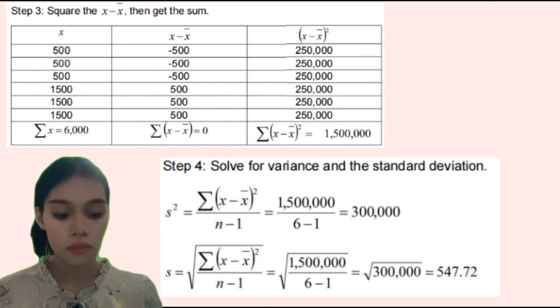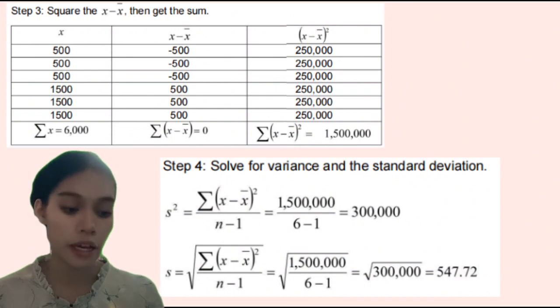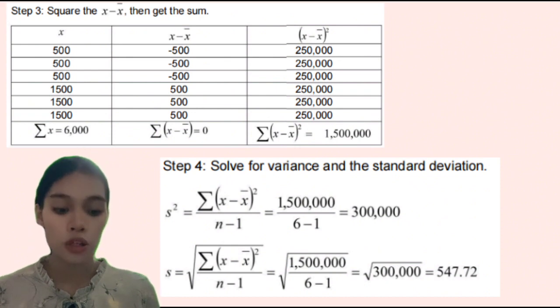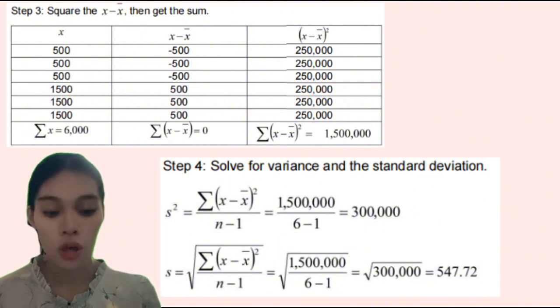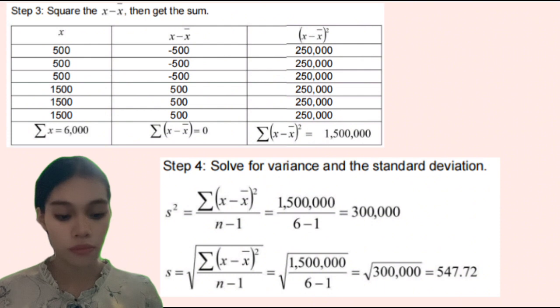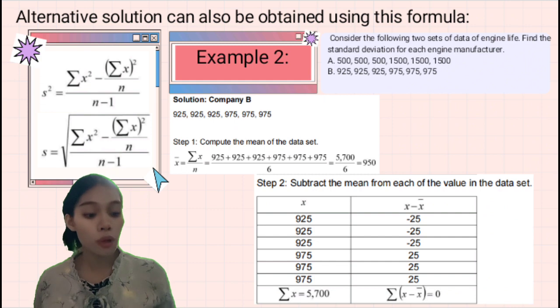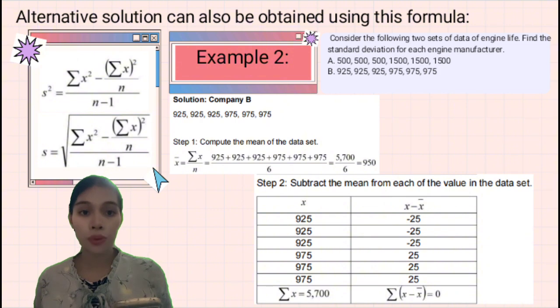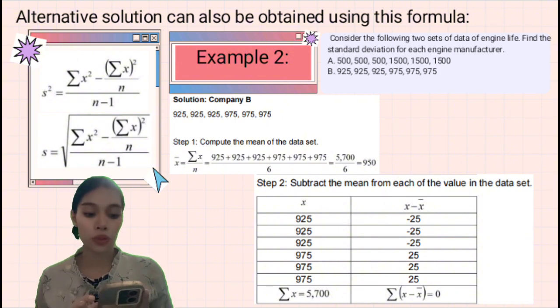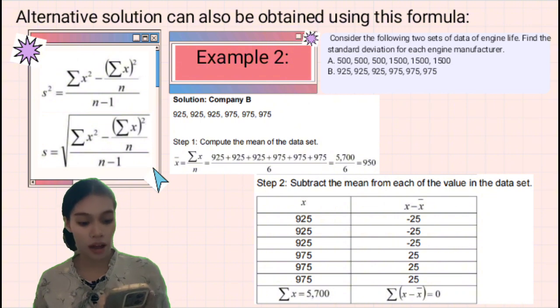Now, because we have the value for company A, we will proceed to our second example. We will use company B's values, from the second engine manufacturer. Using the same formula that we used for company A, first you have to compute the mean of the data set. Of course, you need to put all the values there. We have 925, 3 925s, then 3 975s.